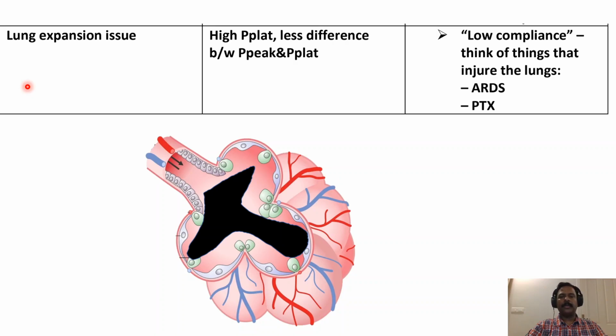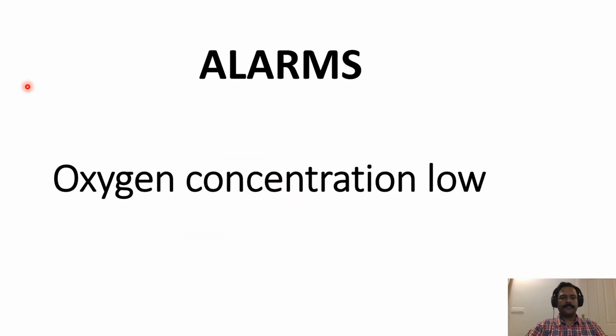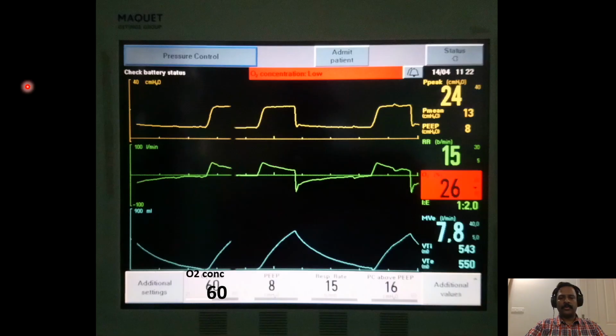So it can be secretions which is increasing inside your alveoli going to the airway, can be a case of pneumothorax also. Coming to the next alarm is a low oxygen concentration. So whenever you are having a low oxygen concentration, this is how the screen appears.